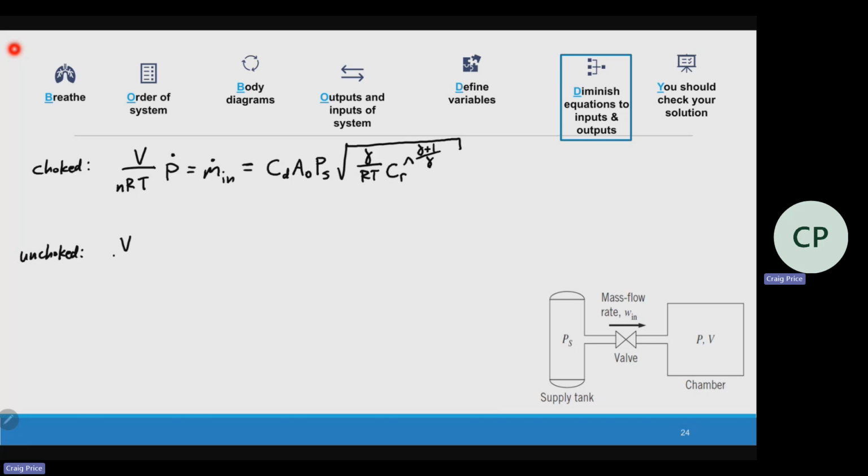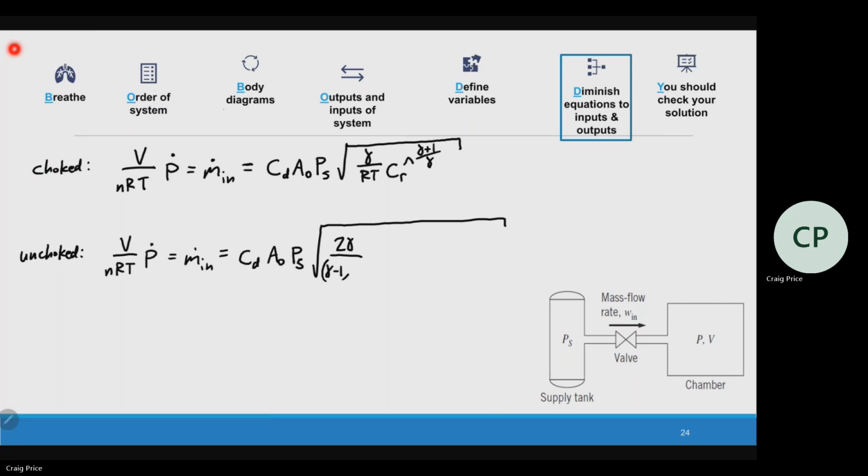And now I get the same equation on the left-hand side, but my right-hand side becomes a lot more complicated. So we still have the coefficient of discharge, area, supply pressure, but this is 2 specific heat. And we've got this in brackets.